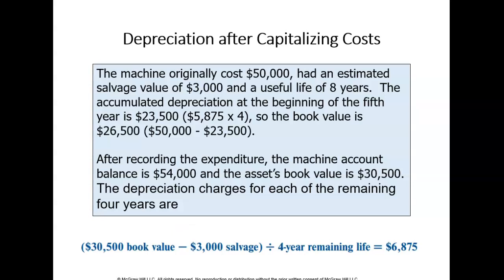So now, doing our calculations, we'll take our new book value minus salvage value divided by the remaining useful life to get our annual depreciation expense.